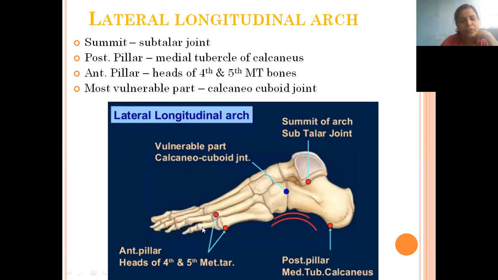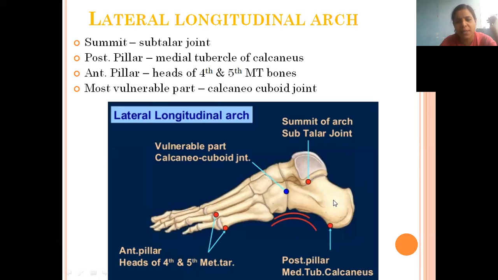Now, when you talk about the lateral longitudinal arch, the summit, again the highest point, is the subtalar joint. Sub means what? Below. Below the talus, there is a joint between talus and calcaneum. The talocalcaneal joint you have. So that is actually the summit. You call it the subtalar joint, because it is below the talus.